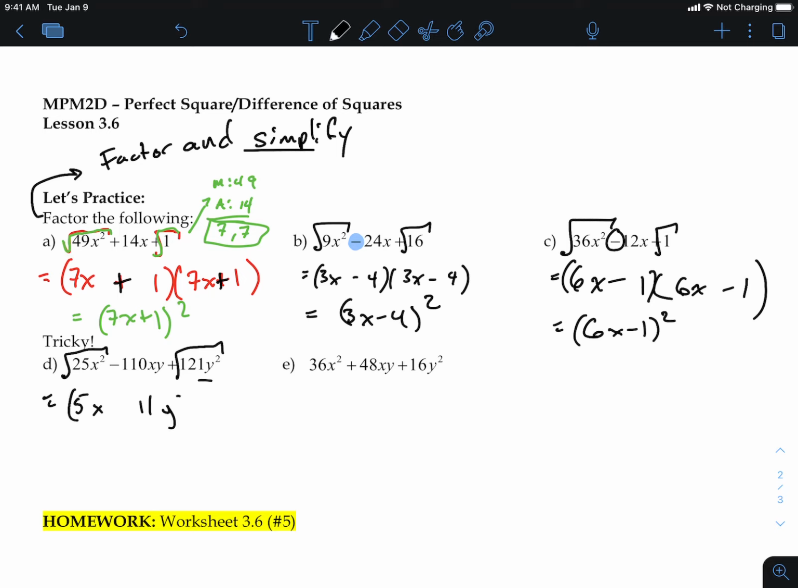Okay, there's two of them, 5x and 11y. What sign goes on them? A minus, because it's floating right here in the middle. How do I know I'm right? Or I guess at this stage I don't necessarily know that I'm right. How would I check that I'm right? This is a better question.